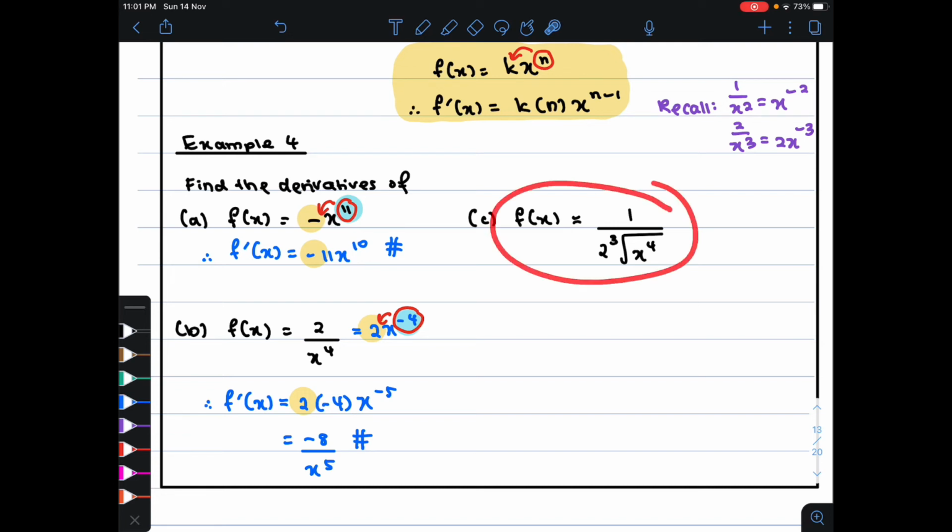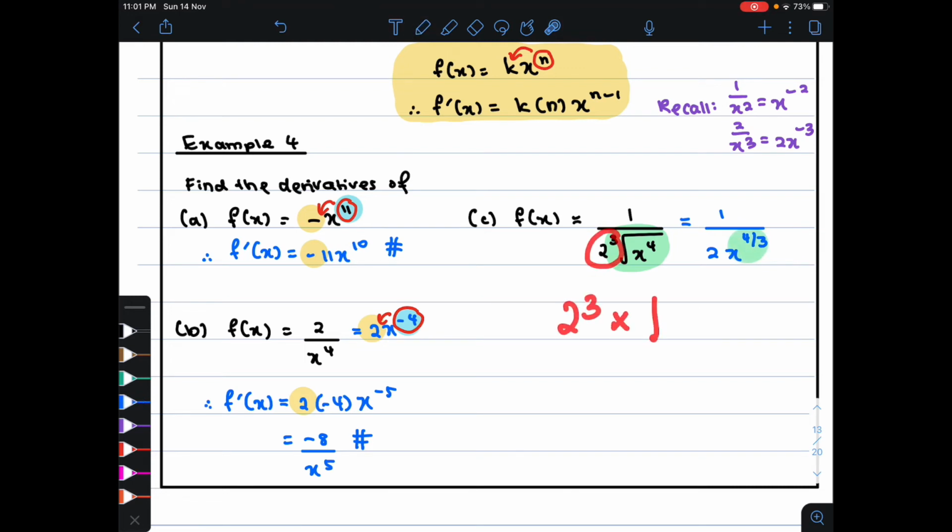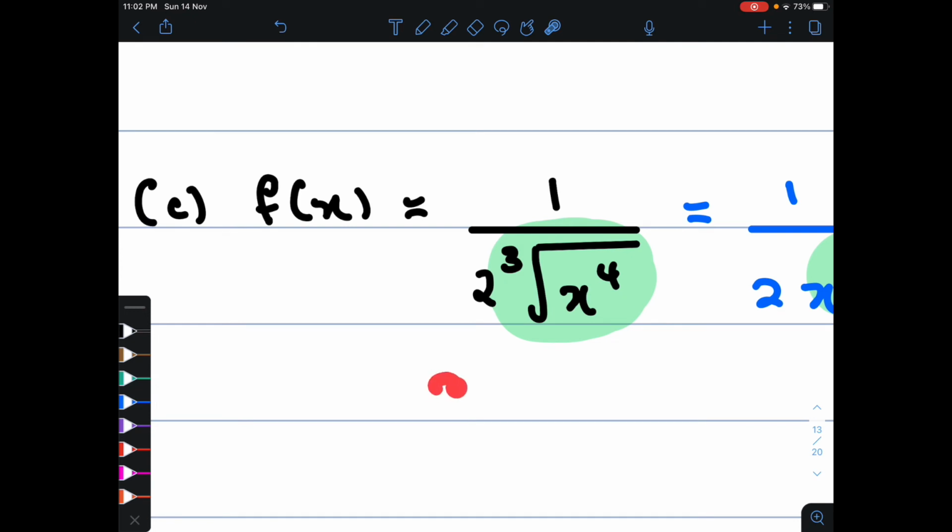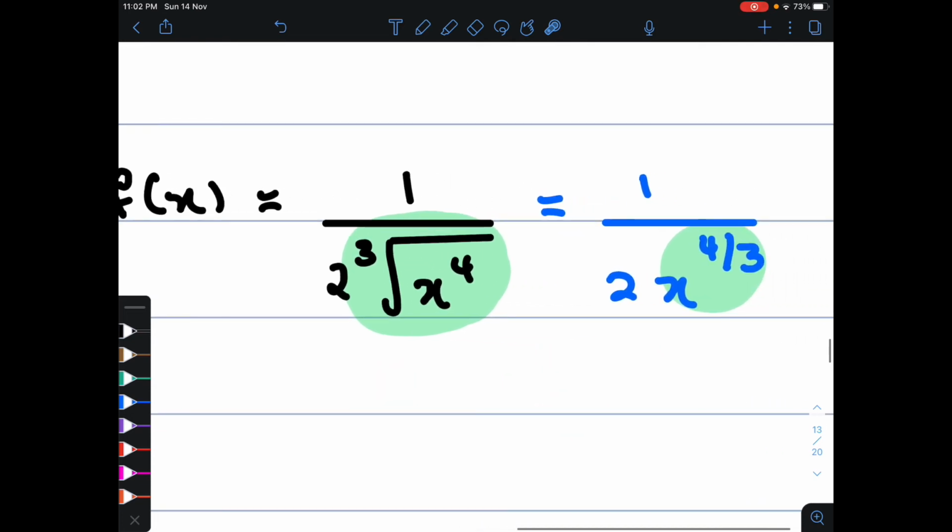Now let's try question C. This one you need to be very careful. Here you have this set. So this is actually 1 over 2 times x to the power of 4 over 3. This is not 2 cubed times square root of x to the power of 4. This is wrong. This 3 here means this is 2 times cube root of x to the power of 4. So that's why you will get 2x to the power of 4 over 3.